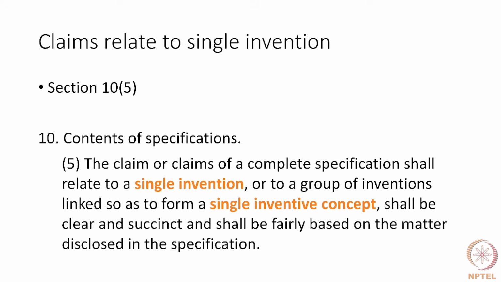This is called the unity of invention. Even if the inventions are covered by a single inventive concept, there are different aspects to the invention. They are all covered by a single inventive concept. You could still claim that in a single application. So either you have a single invention or a group of inventions which are linked to form a single inventive concept. Still, it can be the subject matter of a single application. So the claims should relate to a single invention or a single inventive concept.